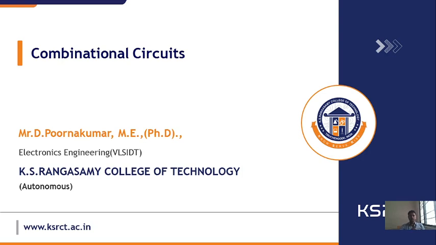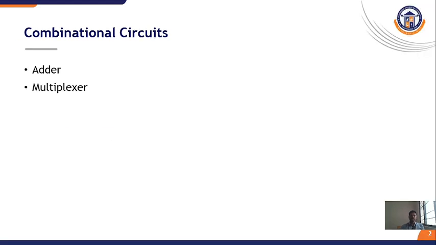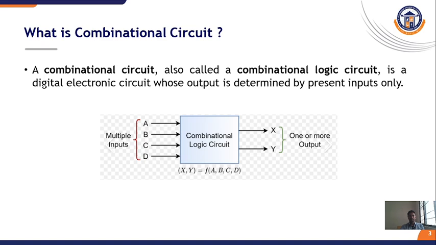So welcome everyone. Today we are going to see about combinational circuits, under which we are going to see adder and multiplexers. There are different types of combinational circuits: adder, subtractor, multiplexer, demultiplexer, encoder, decoder, parity checker, and parity generators. We are going to see in this video only about adder and multiplexer.